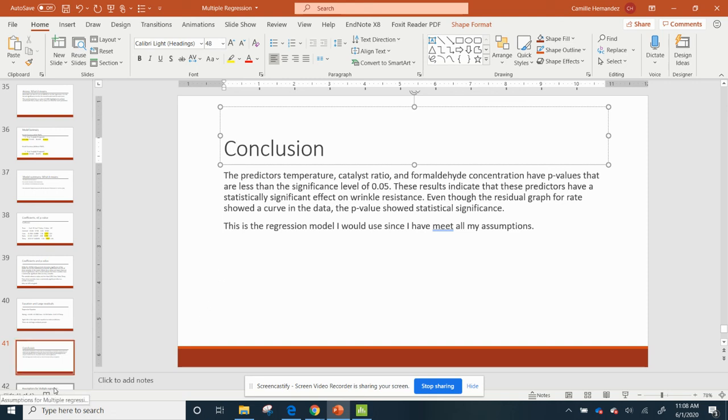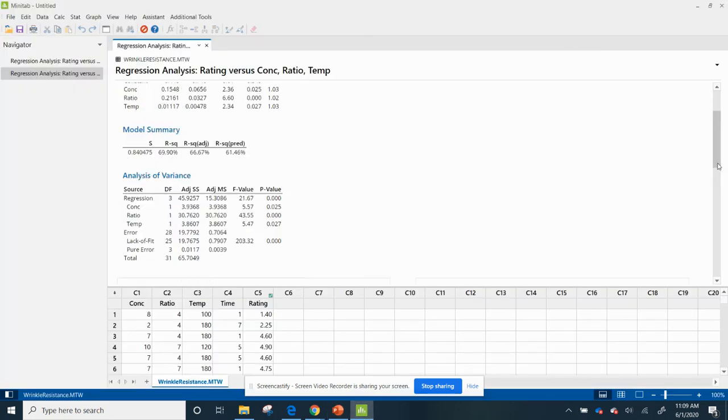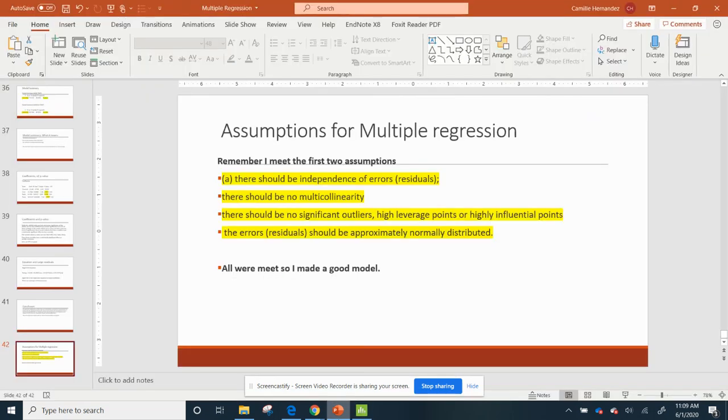So I'm going to go back to my assumptions and look. All of them were met. There was independence of residuals. There was no multicollinearity because my VIFs were all small. I had no outliers or influential points. And the residuals appeared to be approximately normal. How do I know that? If I go down here and look, this looked approximately normal and followed the normal curve. So this is a better model for me because I met all those assumptions.